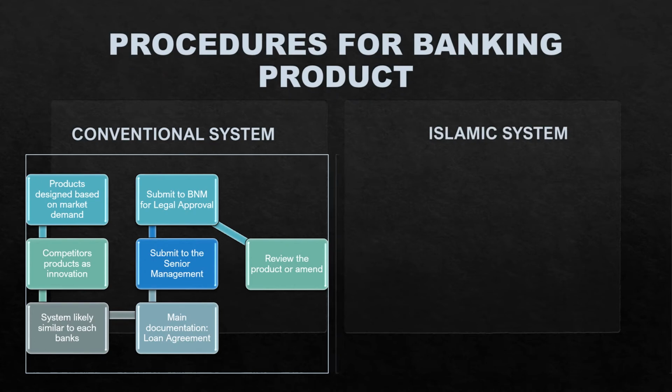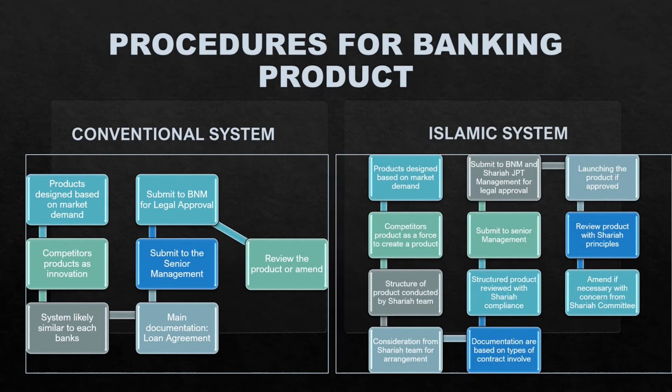Next are the procedures for banking products for the conventional system and the Islamic system. For the conventional system, their coordination is based on profit maximization while minimizing the risk. This is how the Western or conventional system designs its products and services to serve its customers: firstly, product design is based on market demand. Secondly, the competitors' products are also used as innovation ideas to promote their products. Next, most of the structures of products are copied or similar among the banks.